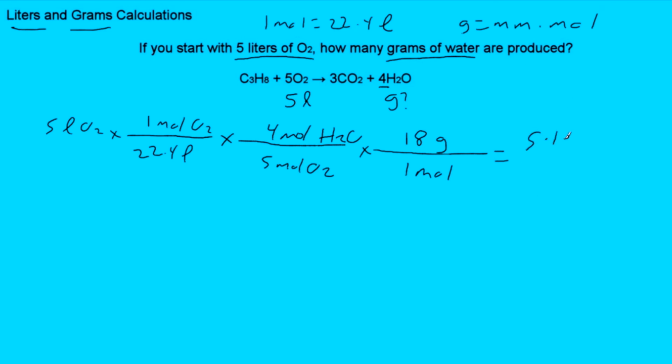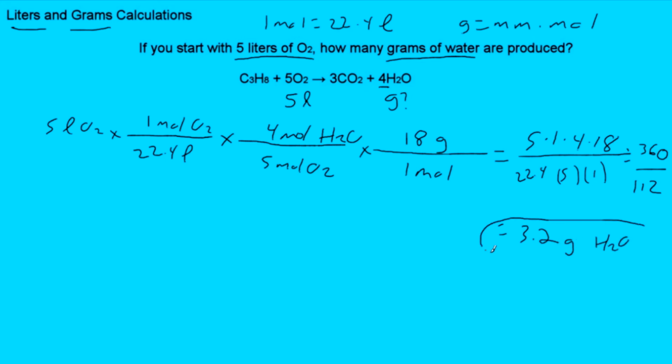Do the math. 5 times 1 times 4 times 18 divided by 22.4 times 5 times 1. 3.2 grams of H2O. All right, so if you started off with 5 liters of oxygen, all you're going to make is 3.2 grams of water. That's the one-step dimensional analysis way.